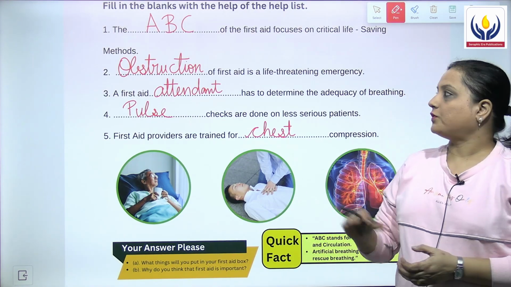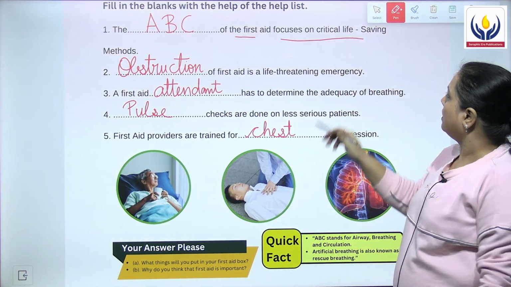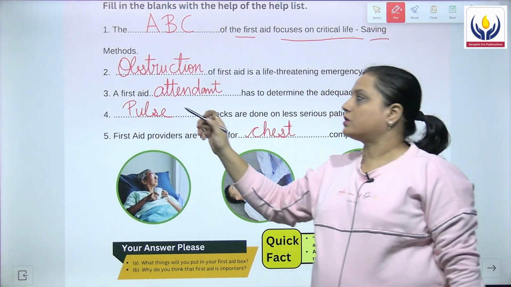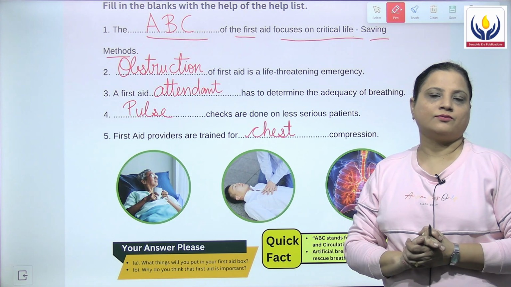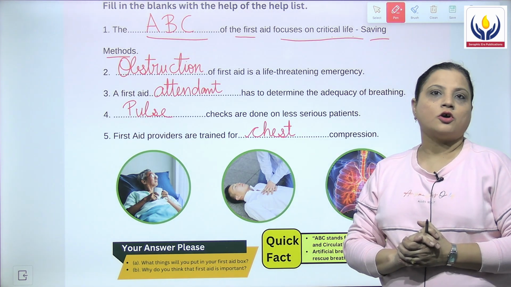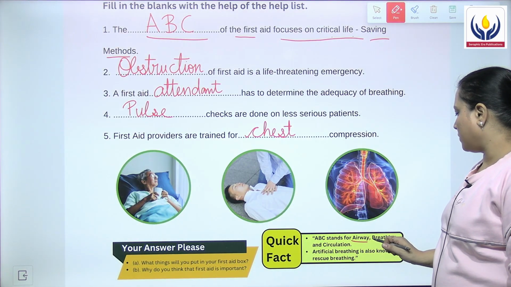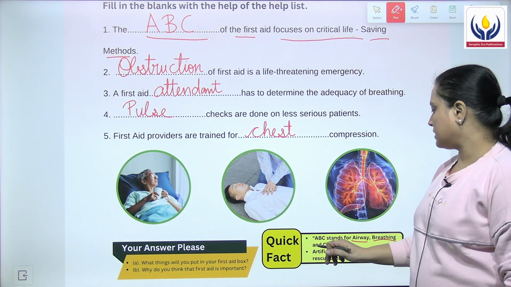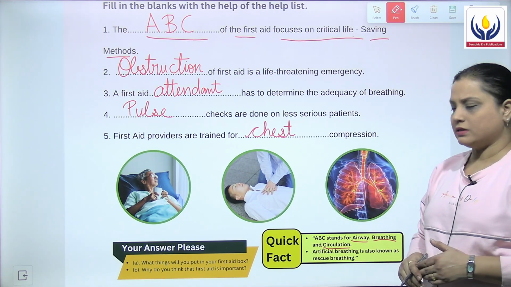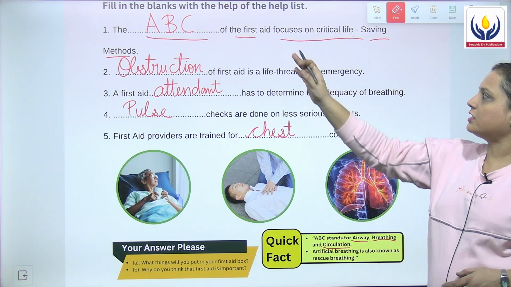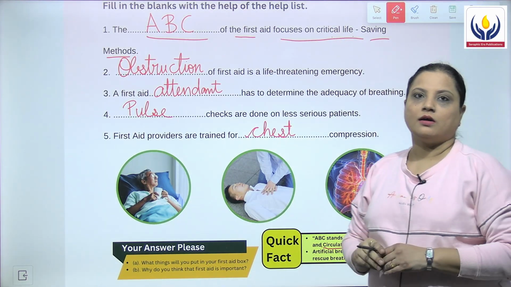The first fill in the blank given over here is: the dash of the first aid focuses on the critical life saving methods. Now the answer is ABC. Now the question is, what does ABC stand for? They are the alphabets, but they are not talking about the English alphabets. A stands for airway, B stands for breathing, and C stands for circulation. So ABC means airway, breathing and circulation of the first aid focuses on critical life saving methods.